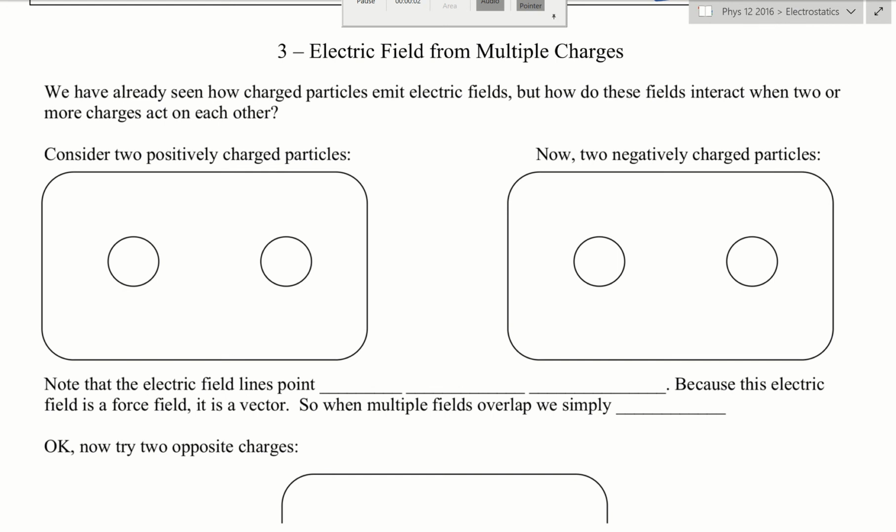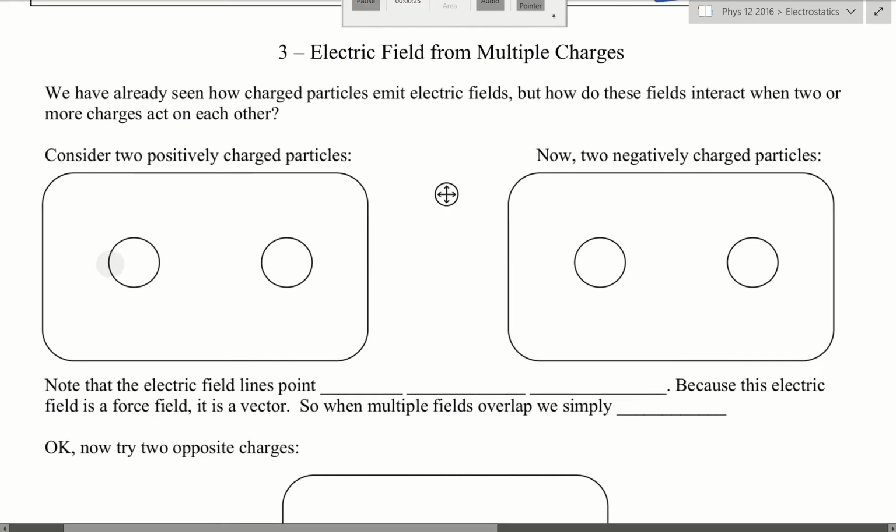Hello everyone. This week we're going to look at electric field with more than one charge. So remember from last week, electric field is a vector. That means you do have to deal with direction. So when there is more than one charge in the system, you have to deal with that too. Now first, let's look at what the electric field will actually look like when you have more than one charge.